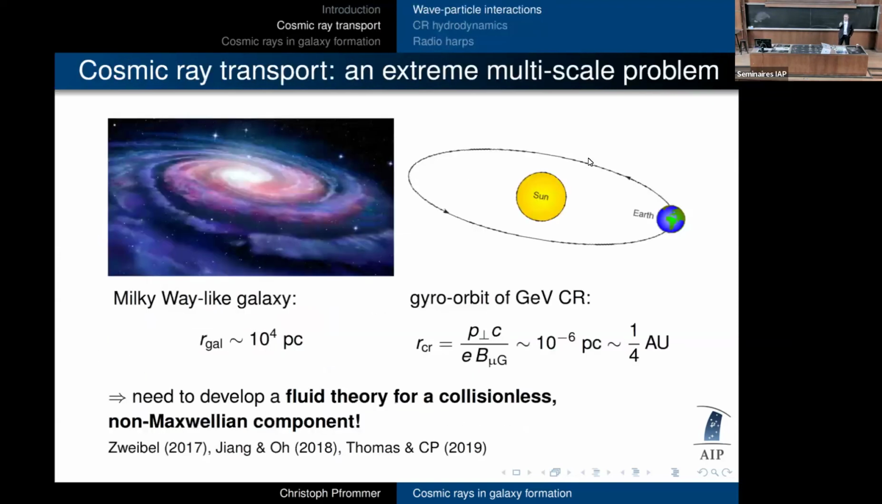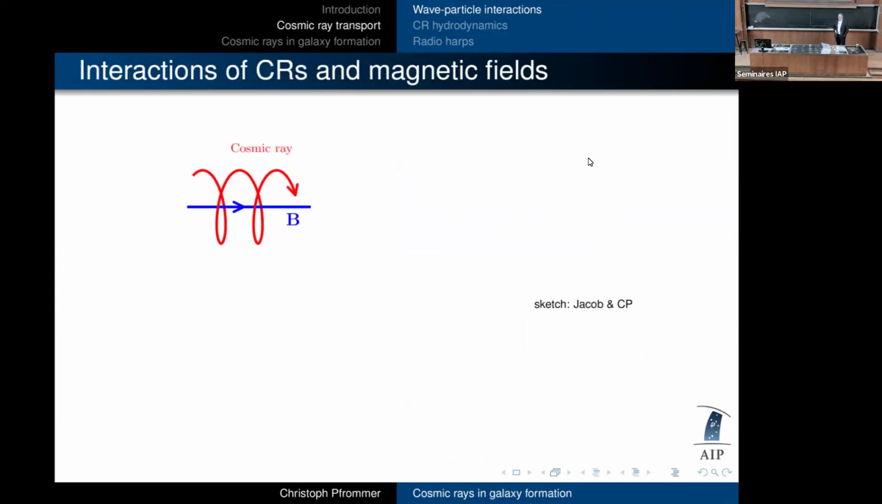All right, let's start very simple. We would like to understand how cosmic rays propagate in galaxies. A galaxy has a typical size of 10 to the 4 parsecs. The gyro orbit of a GeV cosmic ray in a magnetic field of a microgauss is a quarter of an AU, 10 to the minus 6 parsecs. So there's a linear scale difference of 10 to the 10. We live in 3D space, so that's a 10 to the 30 problem. That's impossible to treat on a particle-by-particle basis. Therefore, we have to develop a fluid theory for a collisionless, non-Maxwellian component.